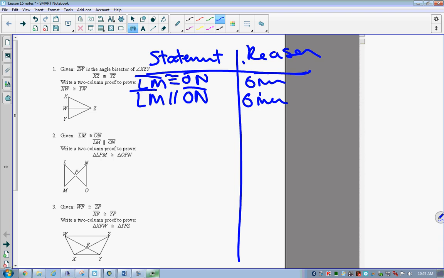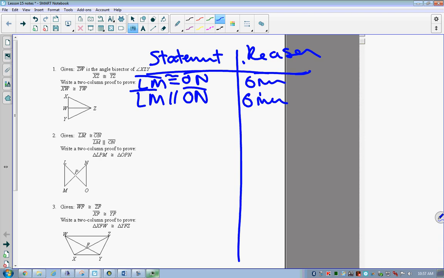lines being cut by a transversal. If they tell me I have two parallel lines, then I'm looking for things that can be cut by a transversal. And if I have two parallel lines cut by a transversal, then I have things like alternate interior angles are congruent, alternate exterior angles are congruent, and corresponding angles are congruent. So I need to look for instances where that's going to be true because those are probably steps or reasons that I'm going to have.